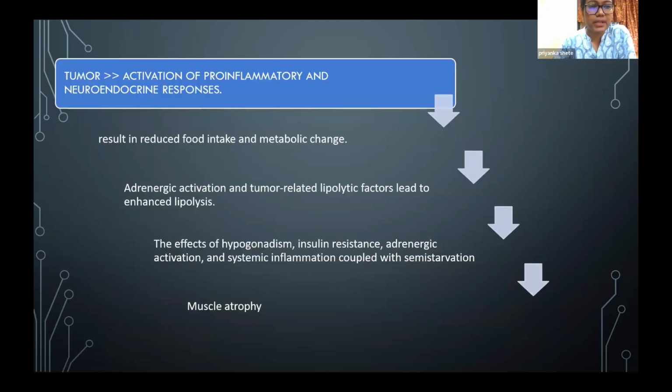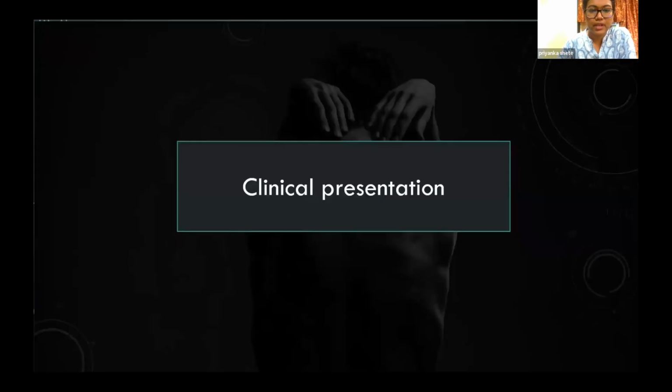Then the pathway for muscle atrophy. The tumor activates the pro-inflammatory neuroendocrine responses, resulting in reduced food intake and metabolic change. Then adrenergic activation and tumor-related lipolytic factors lead to enhanced lipolysis. The effects of hypogonadism, insulin resistance, adrenergic activation, and systemic inflammation coupled with semi-starvation lead to muscle atrophy.